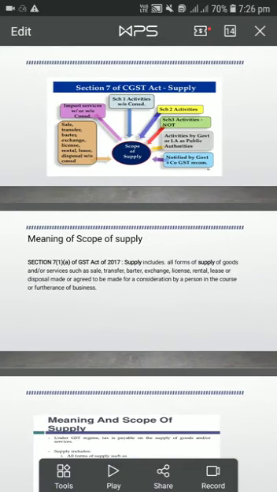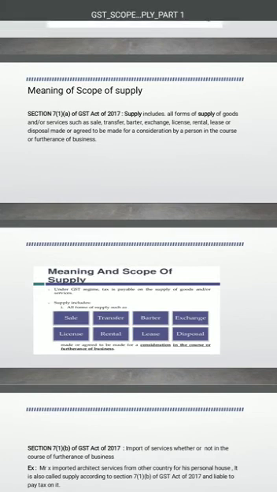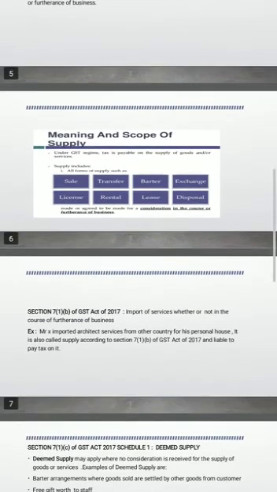Either it may be sale, transfer, barter, exchange, license, rental, lease, or disposal, made or agreed to be made for a consideration. It should be made for a consideration by a person in the course or the furtherance of the business, the person who is involved in the business or the furtherance of the business to carry out the business.